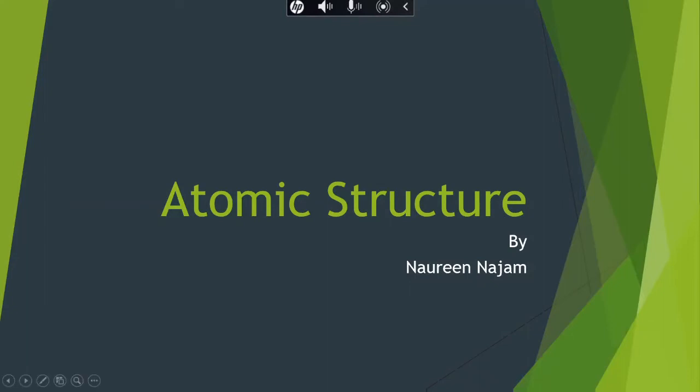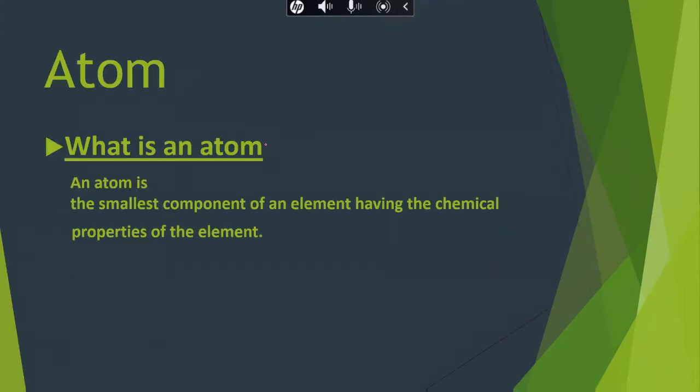Hello students, today we are going to discuss atomic structure. The very first thing we should know about it is the definition of atom. What is an atom? Atom is the smallest component of an element having the chemical properties of the element. Atom is the smallest particle of any element. Any element we know from the periodic table.